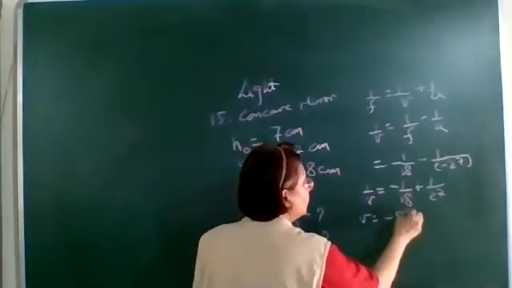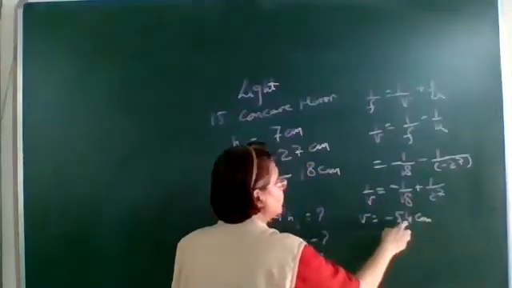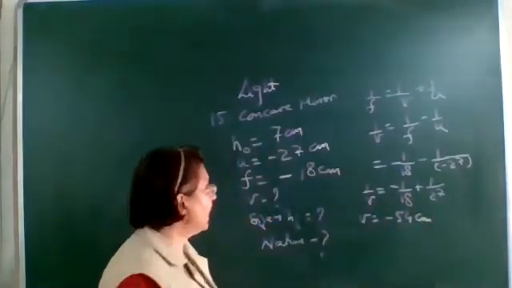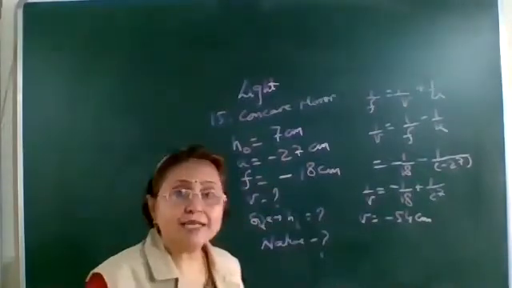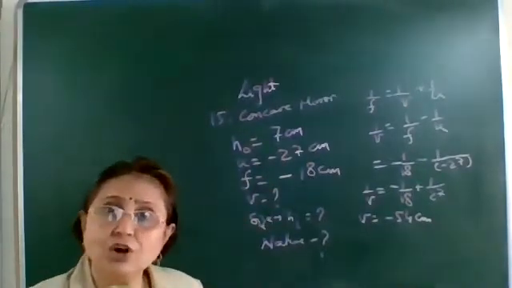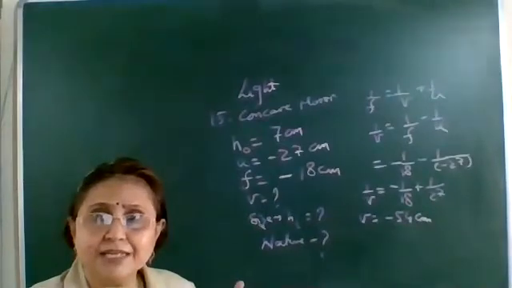v is equal to 54 centimeters. What will you get? Minus 54 centimeters. You will get minus 54 centimeters. See, automatically the sign is coming minus.